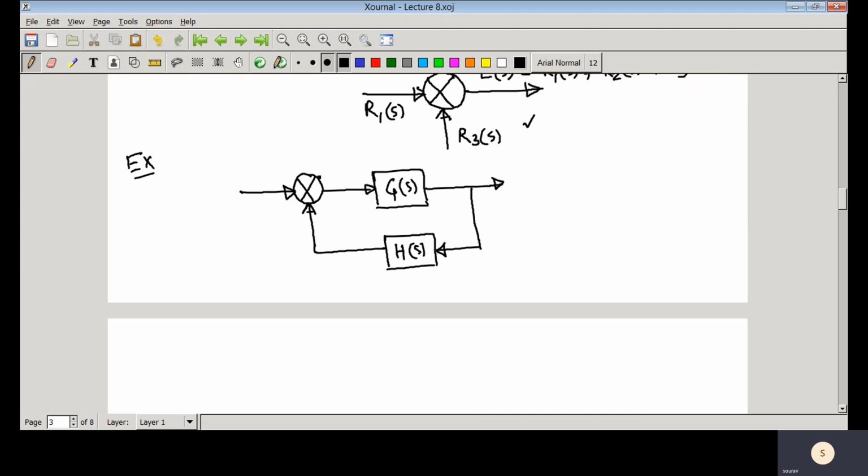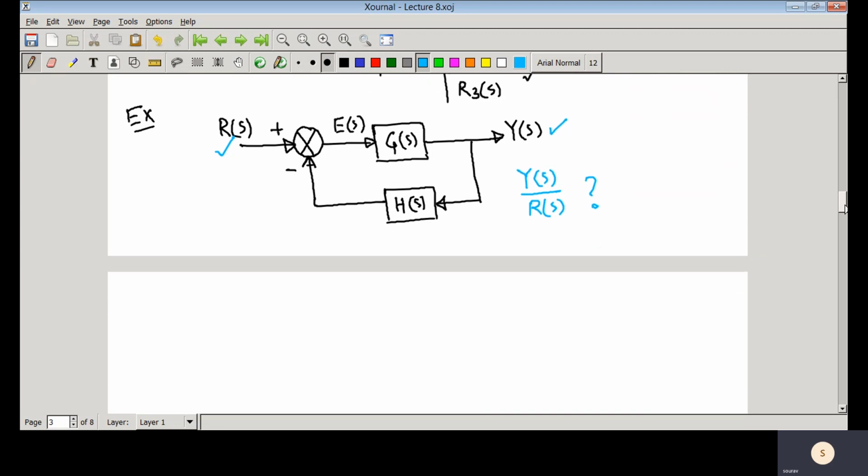So if we take that negative feedback loop, this is that output Y(s), and the reference signal that you have given is R(s), and this one is that error signal E(s). Now we are interested in finding Y(s) with respect to R(s). That means, what is the transfer function from this reference signal to the output signal, the measured output? So how to solve it?